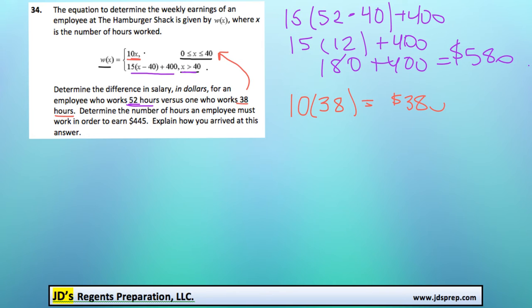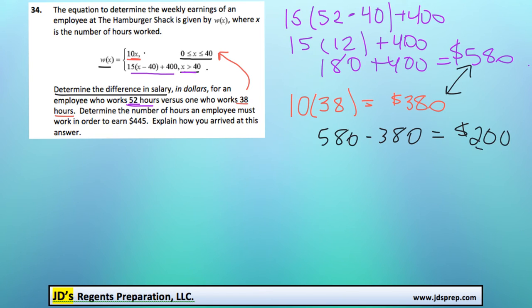Now, we're not quite done, though, because we had to determine the difference in salary. So the difference between these would be if we subtracted them. So 580 minus 380 gives us a difference of $200. So that's the answer to the first part of this question.